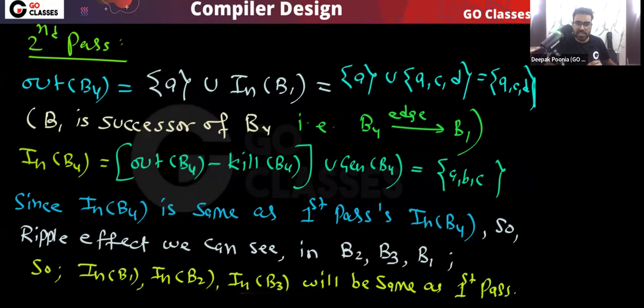But one information has changed in the second pass. In the second pass, which information has changed? That is out of B4. Yes or no? So you can notice that out of B4 changed. Out of B4 changed in second pass. Okay. So go for third pass.